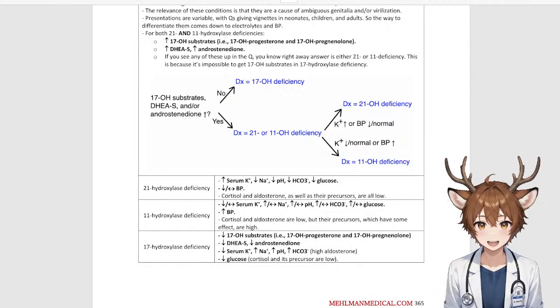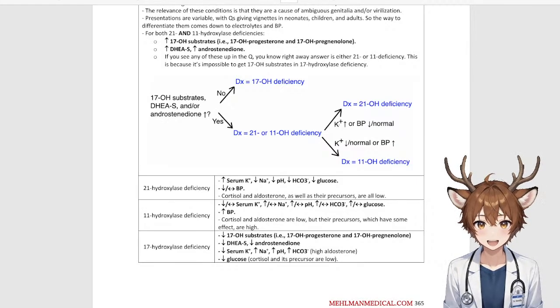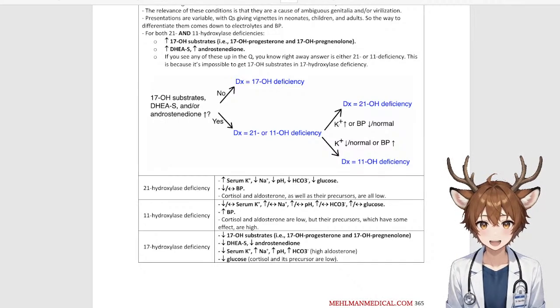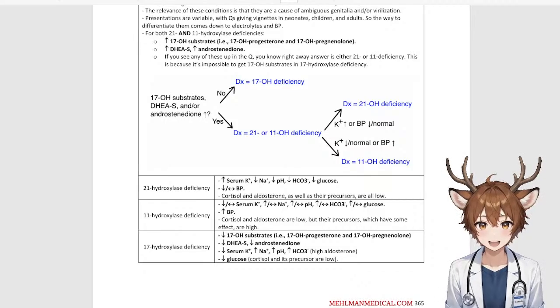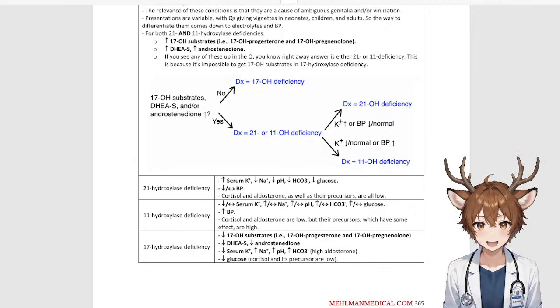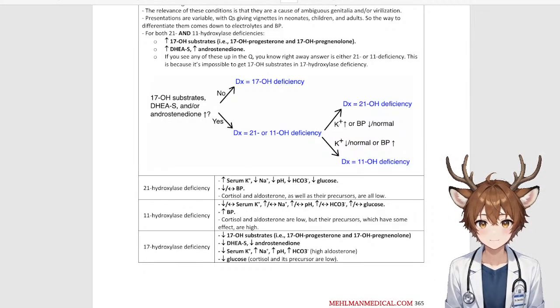17-hydroxylase deficiency: low 17-hydroxy substrates, for example 17-hydroxyprogesterone and 17-hydroxypregnenolone, low DHEA-S, low androstenedione, low serum potassium, elevated sodium, elevated pH, elevated bicarb, high aldosterone, low glucose; cortisol and its precursor are low.